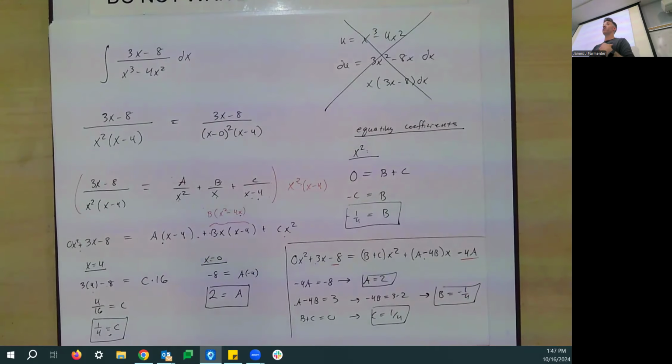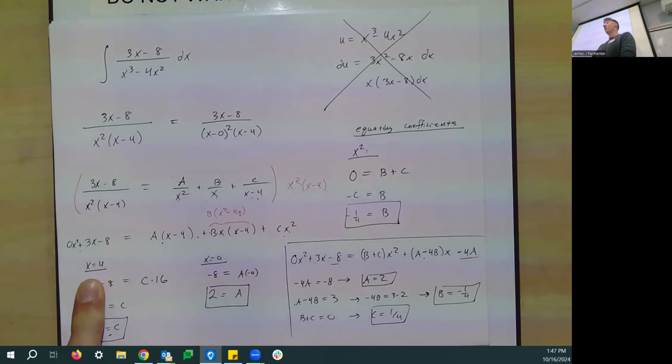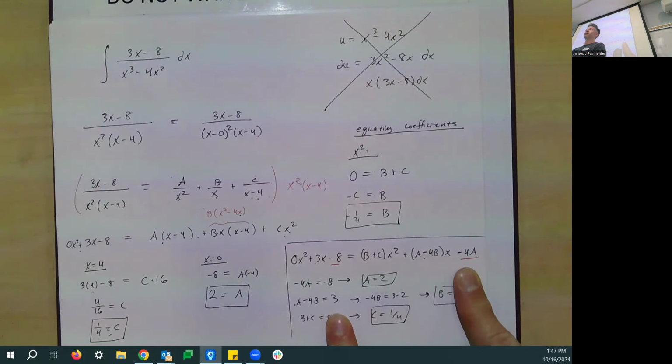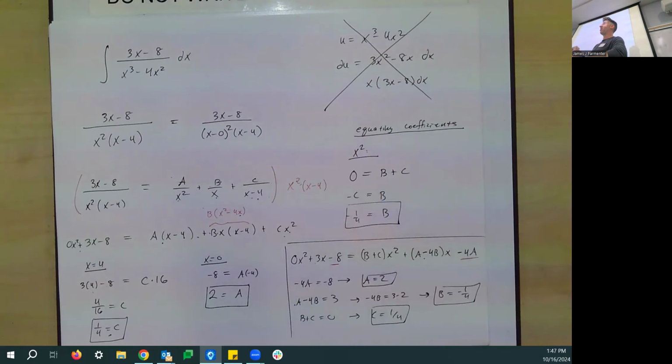I don't think it's an efficient use of my time or your time. I think it's much, much, much faster to do this stuff first. And then if you run out of convenient values of x, then you switch gears and say, well, I'm going to equate coefficients until I get the other things I need. Usually starting with the highest power because the highest power will have fewer terms to deal with.